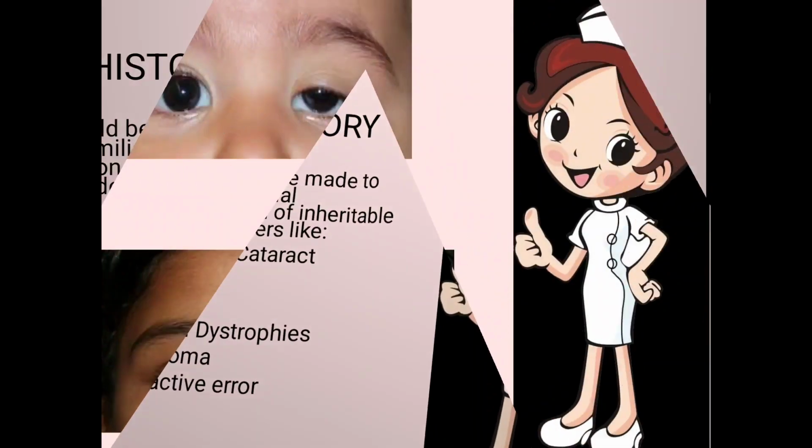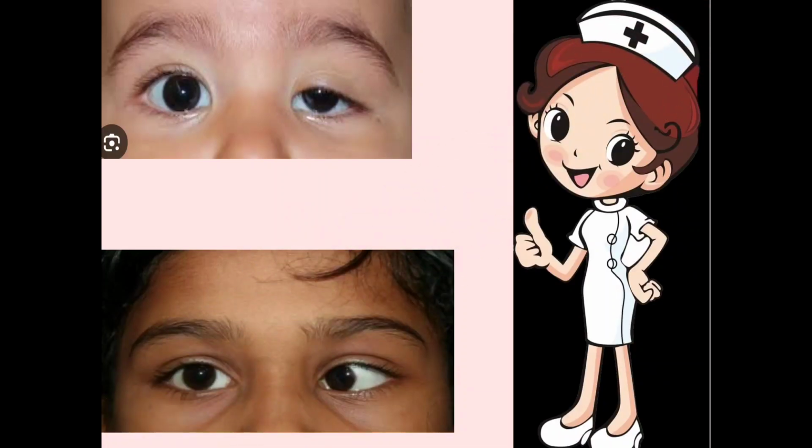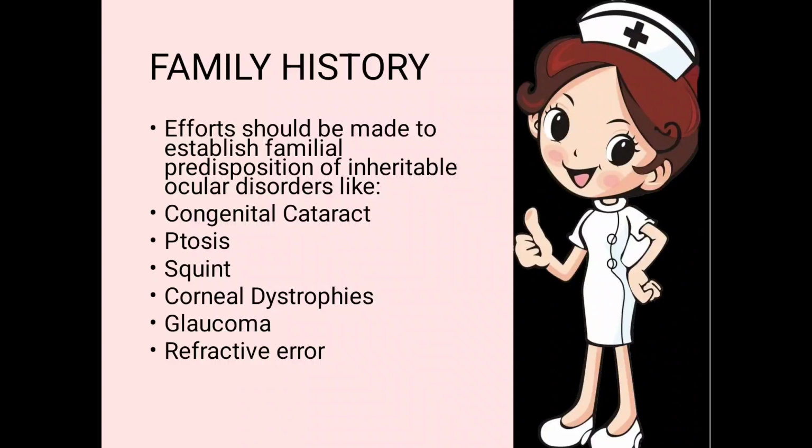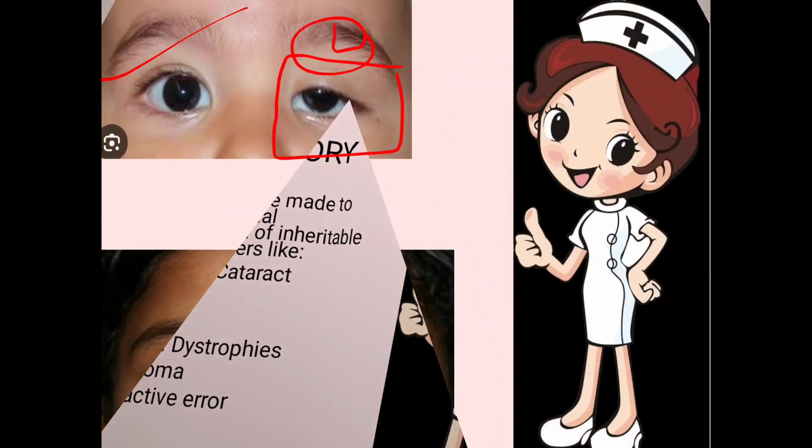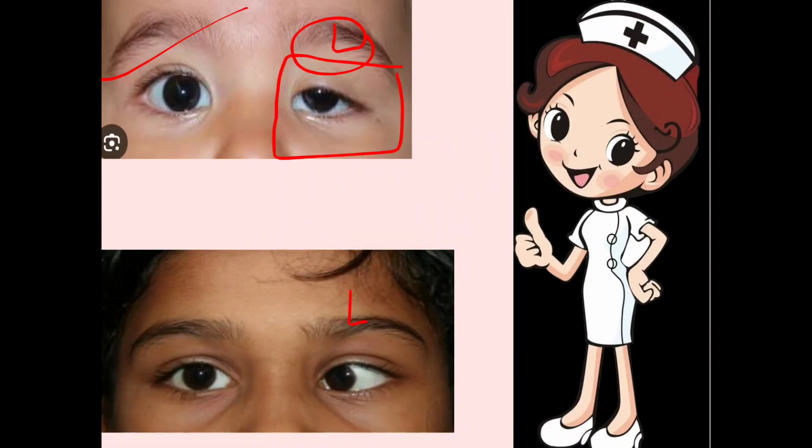Next one, ptosis. You can see here that the eyelid droops. This one is the left eye, and the eyelid is drooping down in the left eye, so this is a case of ptosis. The P is silent here. Next one is squint, which is basically a deviation of the eye. If you notice the left eye of the patient, it is going inwards, so this is the deviation. It is esotropia. The right eye is normal and the left eye has esotropia.